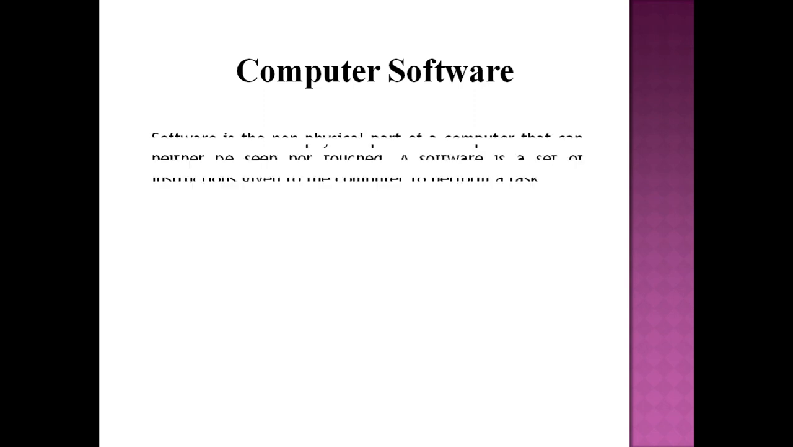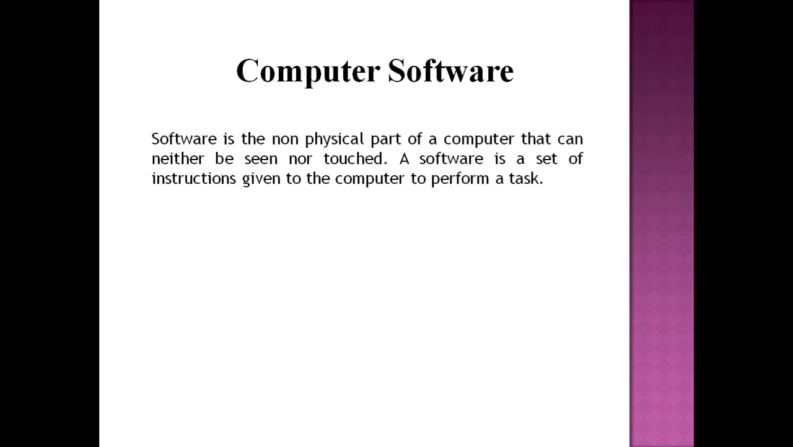Coming to the next topic, that is our computer software. What do you mean by computer software? It is a non-physical part of a computer that can neither be seen nor touched. So we cannot see or touch the computer software. A software is a set of instructions given to the computer to perform a task. A software is also called a program.